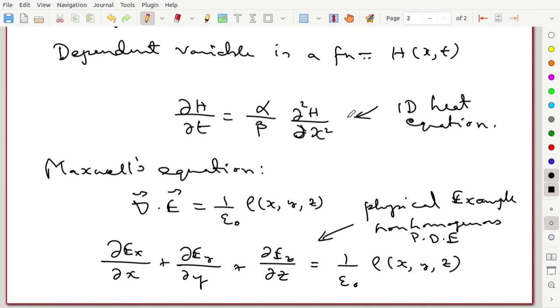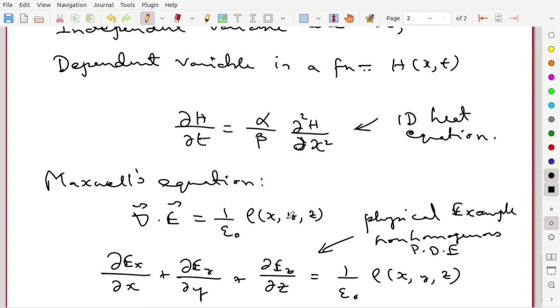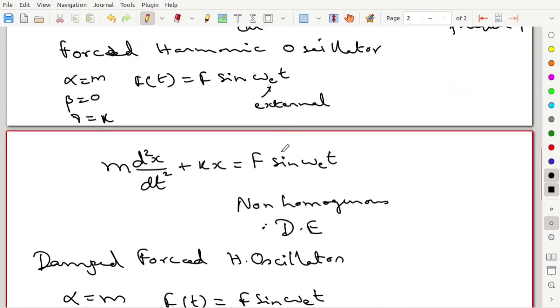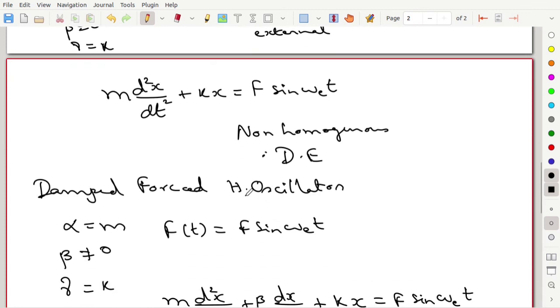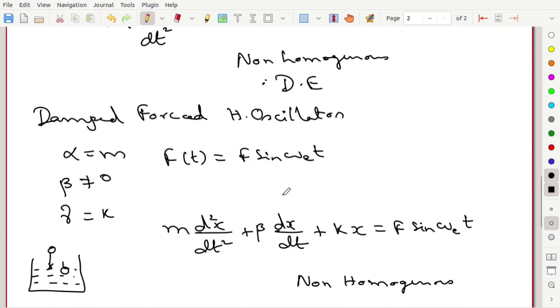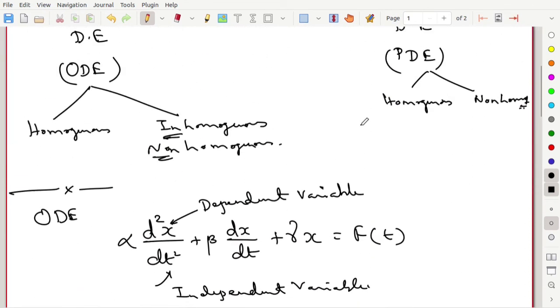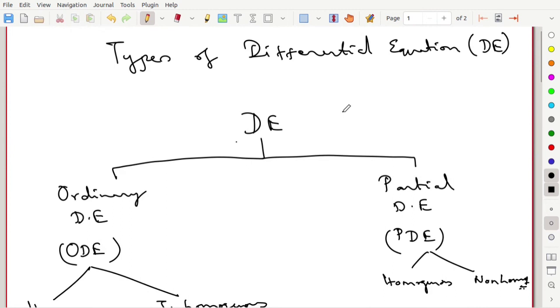So the heat equation is an example of a homogeneous partial differential equation, and Maxwell's equation is an example of a non-homogeneous partial differential equation. And these equations are examples of homogeneous ordinary differential equations, and this damped forced harmonic oscillator is an example of a non-homogeneous ordinary differential equation. Okay, so this is what I would like to brief about the types of differential equations.